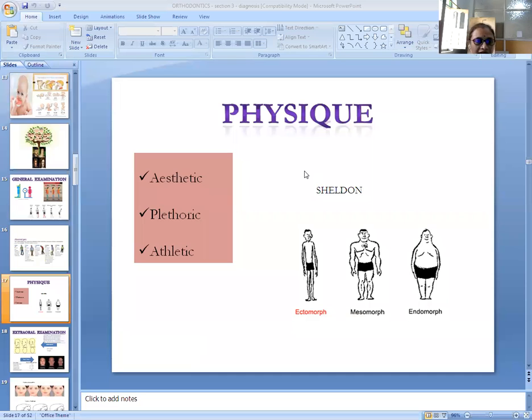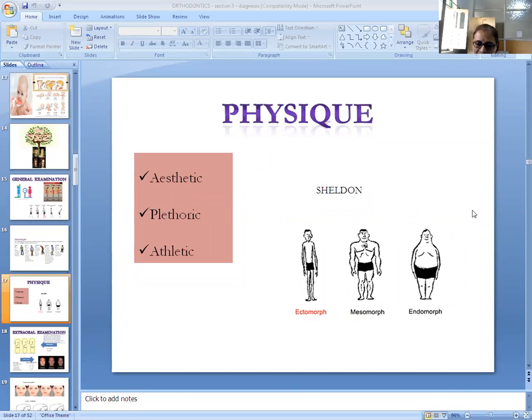So let's start. In the last lecture, we have seen the general examination, or the basic things which we cover in case history. Now, some things which are special in orthodontic history. We have seen about physique. What types of physique are there? Can anybody tell? Anybody? It's on your screen. Ectomorph, mesomorph, and endomorph. Ectomorph will be tall and thin, and endomorph will be an obese person.